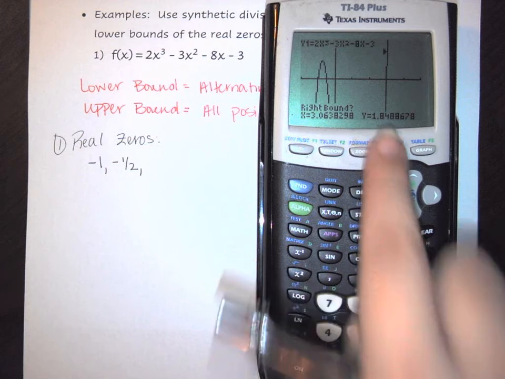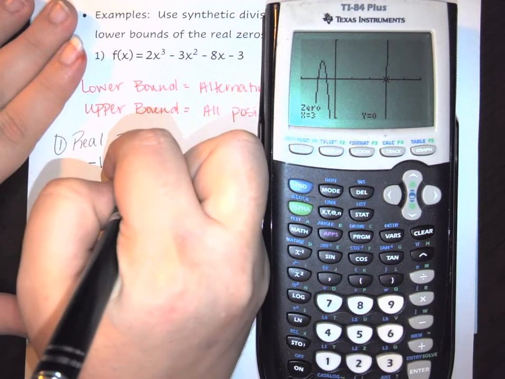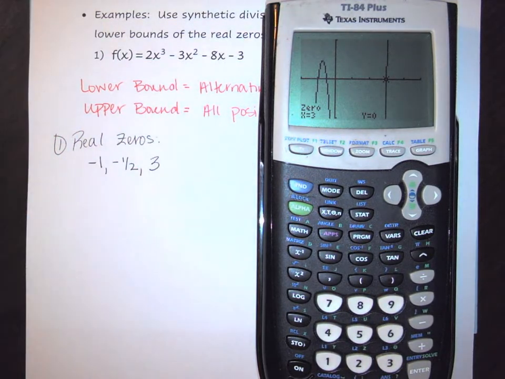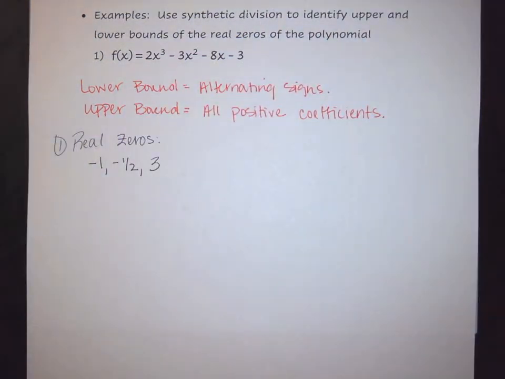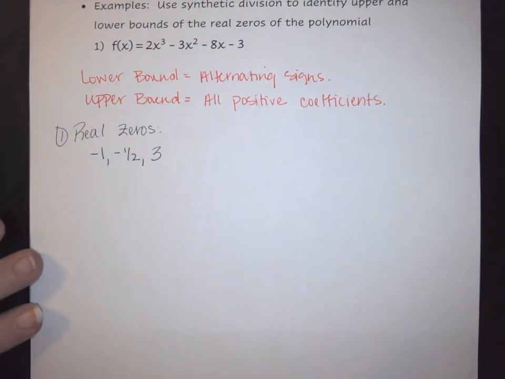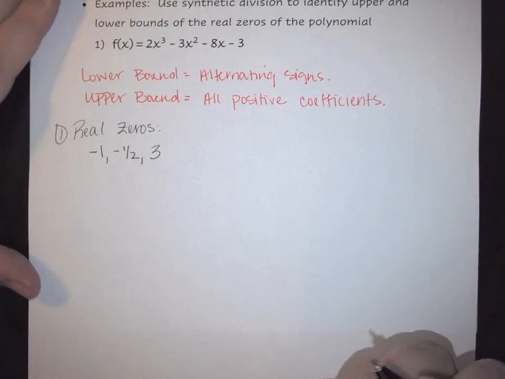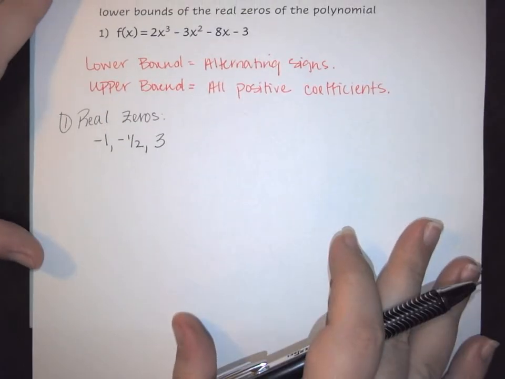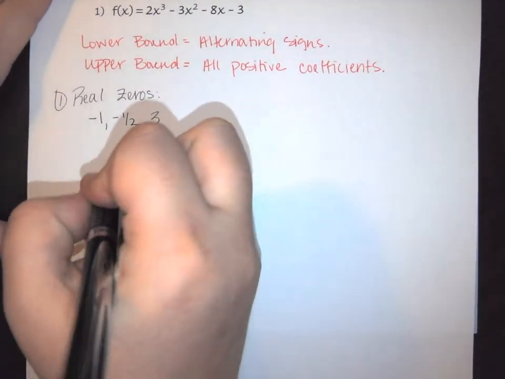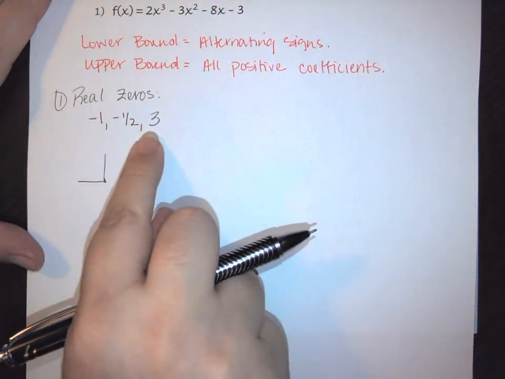Alright, now we're going to focus on one bound at a time. So let's start with the upper bound. In order to find the upper bound, we're going to run synthetic division. We're going to start by making our box, and we're going to look at our zeros, looking for the highest or largest zero that we have. That's where we want to start. So that's going to be a 3. And then we're going to go ahead and put in our coefficients. We have 2, -3, -8, -3.